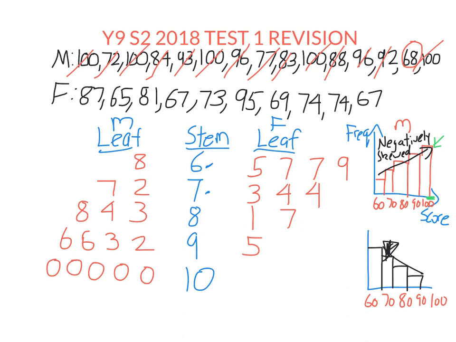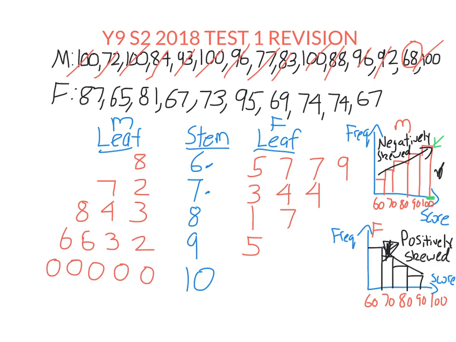In this case, the scores with the highest frequency, those with the highest bars, are closer to the minimum. The opposite, we call positively skewed. So we would say the distribution of scores for males is negatively skewed and the distribution of scores for females is positively skewed.